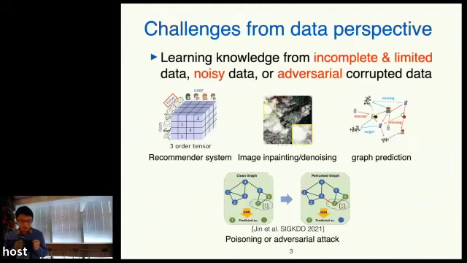Another one is about robustness to adversarial attacks. It's some kind of noise, but the noise is very special. It does not follow a specific distribution like a Gaussian distribution.